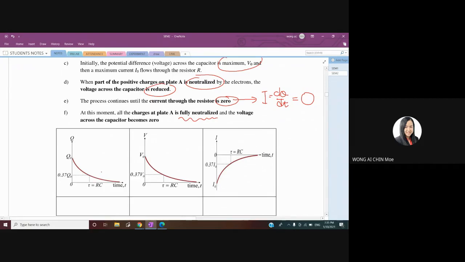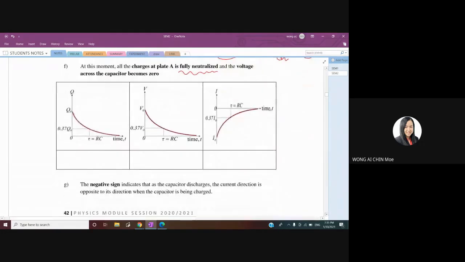So this is the graph. Initially the capacitor is fully charged. When the battery is disconnected from the circuit, the discharging process begins. The electrons will slowly flow from plate B to A to neutralize the positive charge in the plate, until it is fully neutralized. Similarly, your voltage also will decrease until it is fully neutralized.